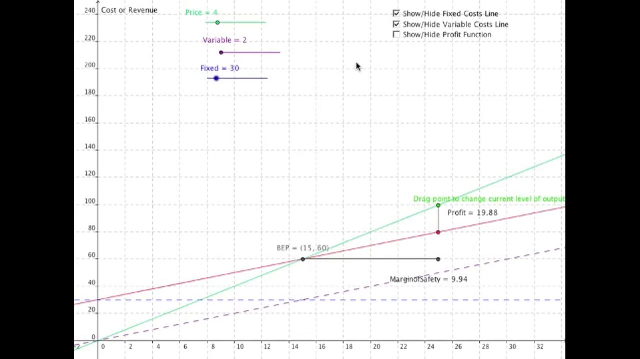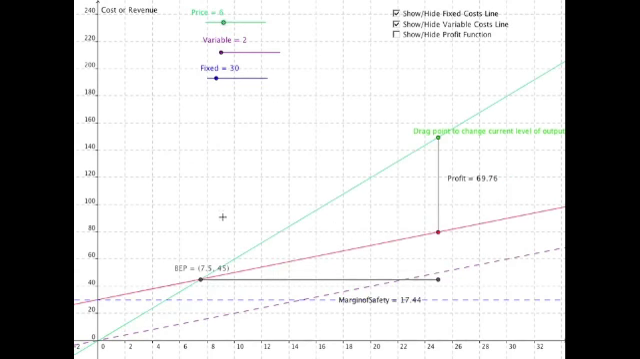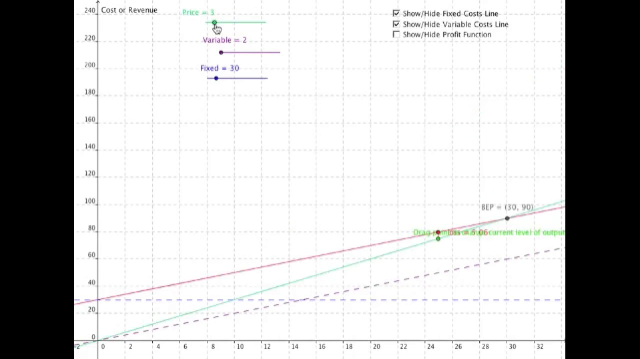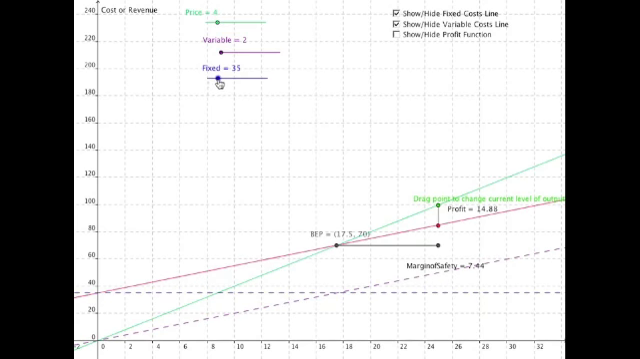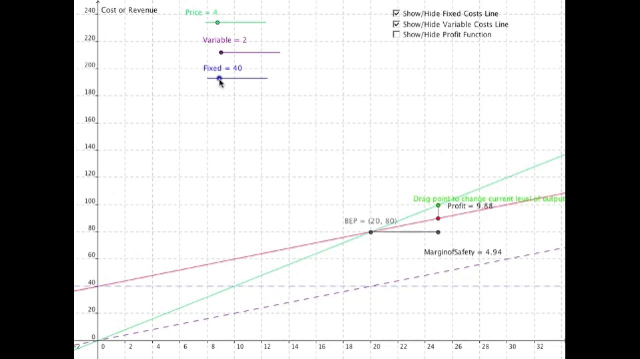If there's an increase in price, the result will be a steeper total revenue line, and the break-even point will decrease, since less output will be needed to be sold in order to account for the total cost. However, if the price decreases, the revenue line will become shallower and the break-even point will increase. If there's a change in the fixed cost, this will impact the break-even point. For example, if the fixed cost is increased, the break-even point will also increase in the quantity sold and the revenue needed to be generated.